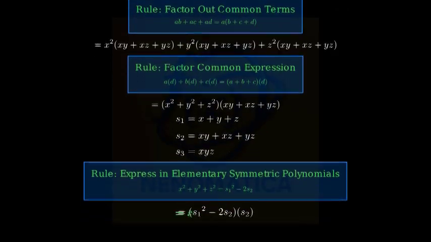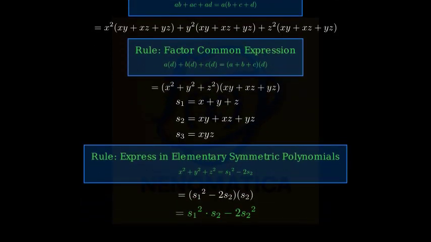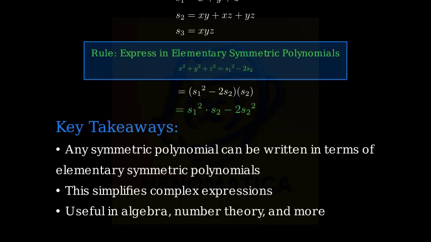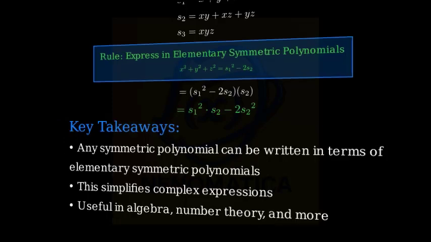We also know that x squared plus y squared plus z squared can be expressed using s1 squared minus 2 times s2. So, our final answer is quantity s1 squared minus 2 times s2 times s2, which simplifies to s1 squared times s2 minus 2 times s2 squared. And there we have it. We've successfully expressed the complex polynomial s in terms of the elementary symmetric polynomials s1 and s2. This technique is very powerful for simplifying and analyzing symmetric expressions.